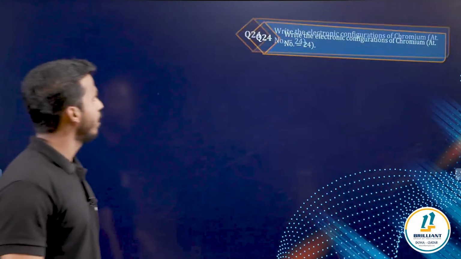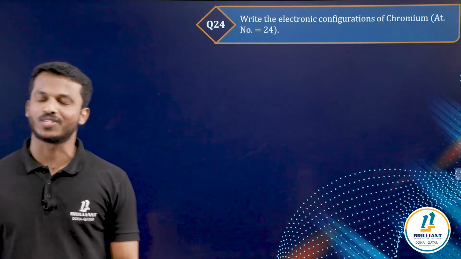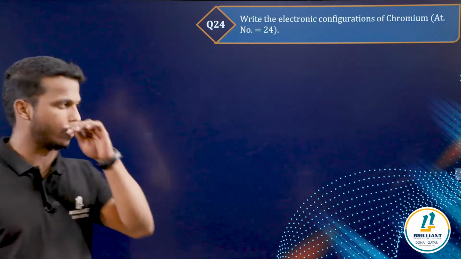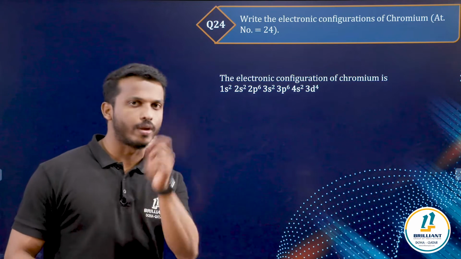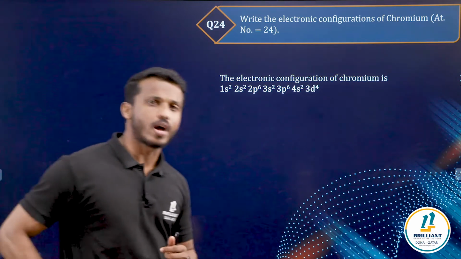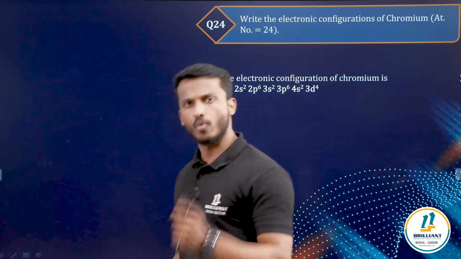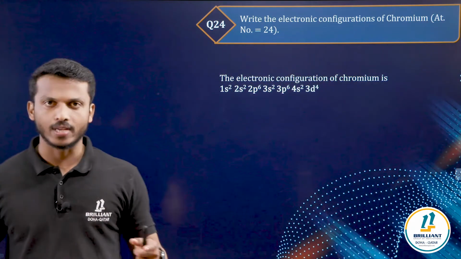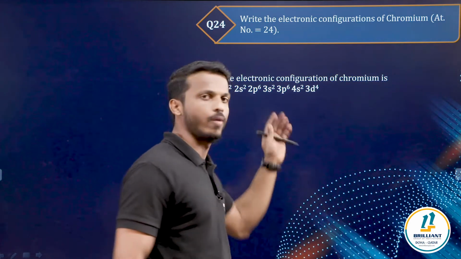Next one, question number 24. Write the electronic configuration of chromium. You know, chromium and copper are two exceptional cases. Let's study it together. First of all, chromium. Chromium, dear all, has atomic number 24. The normal way, when you arrange it according to the Aufbau principle, you will get 1s2, 2s2, 2p6, 3s2, 3p6, 4s2 and 3d4. This is the normal way we are expecting.